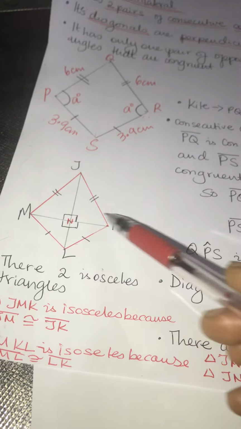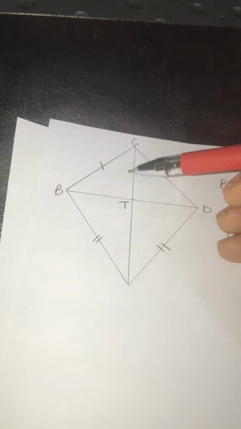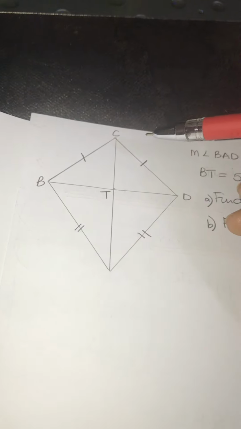Okay? Now let us answer some questions about the kite. This one I wanted us to do together before. Now, the measure of angle BAD is 38. The measure of angle, I guess this is A. Yes. The measure of angle BAD, that means this here. These two angles, when I add them, I should get 38 degrees, according to the question.